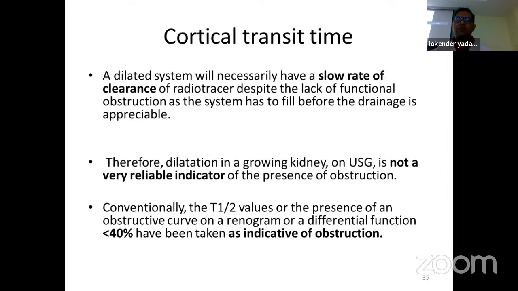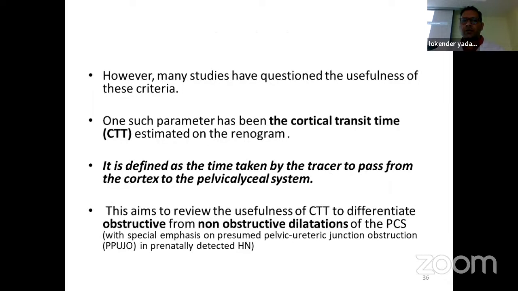Renal cortical transit time. A dilated system will necessarily have a slow rate of clearance of radiotracer despite the lack of functional obstruction, as the system has to fill before the drainage is appreciable. Therefore, dilatation in a growing kidney on USG is not a very reliable indicator for the presence of obstruction. Conventionally, the T-half values, the presence of an obstructive curve on a renogram, or a differential function of less than 40% have been taken as indicative of obstruction. However, many studies have questioned the usefulness of these criteria.